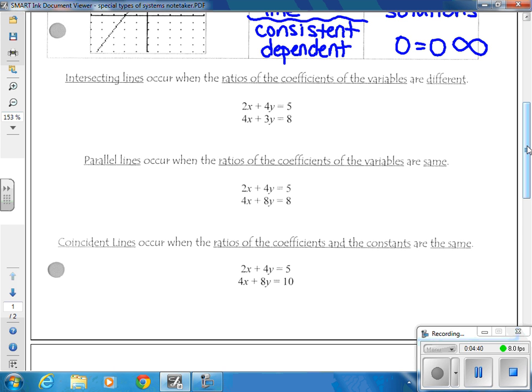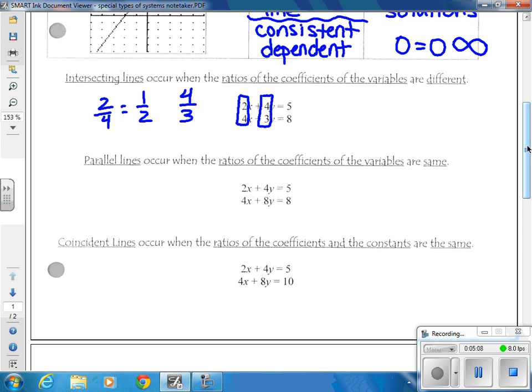So the first one tells you that you have intersecting lines when the ratios of the coefficients are different. So what you have to do is take the ratios of just the coefficients. In this case, the coefficients would be the 2 and the 4 for the x, and the 4 and the 3 for the y. If I make a ratio out of each one of those, I have 2 over 4, which makes 1/2. And then for the y's, I have 4 over 3, which does not make 1/2.